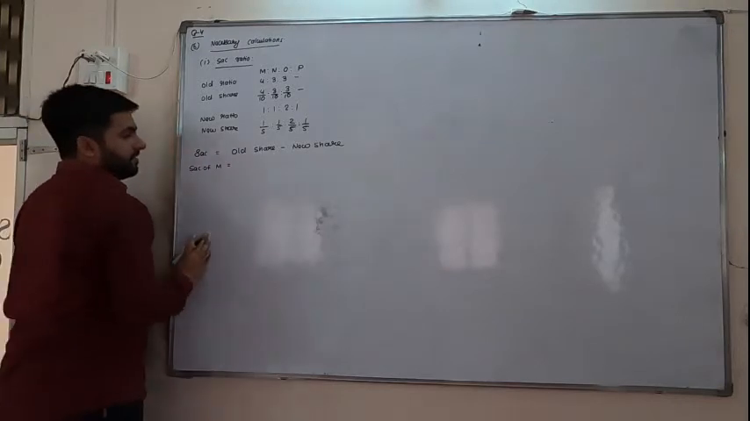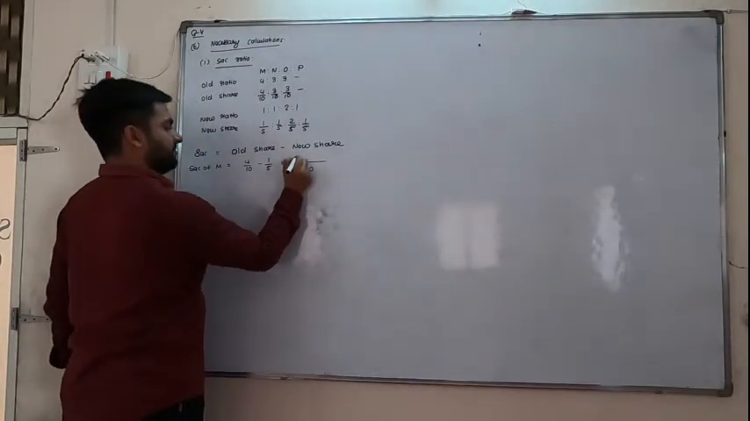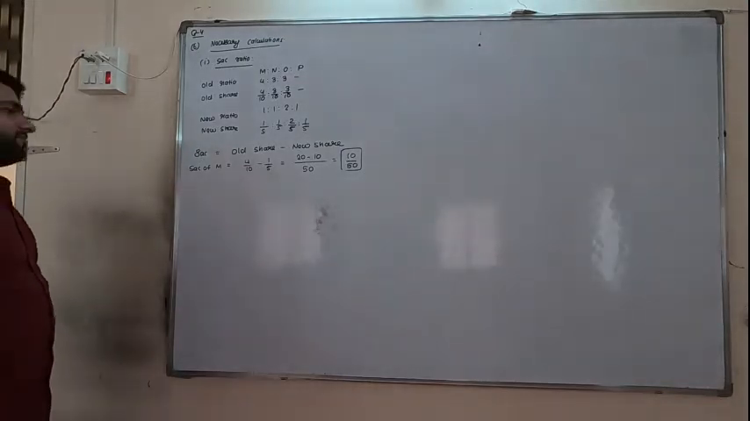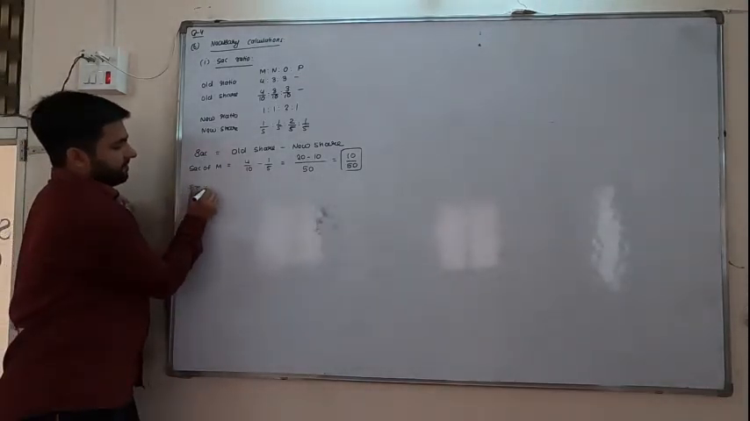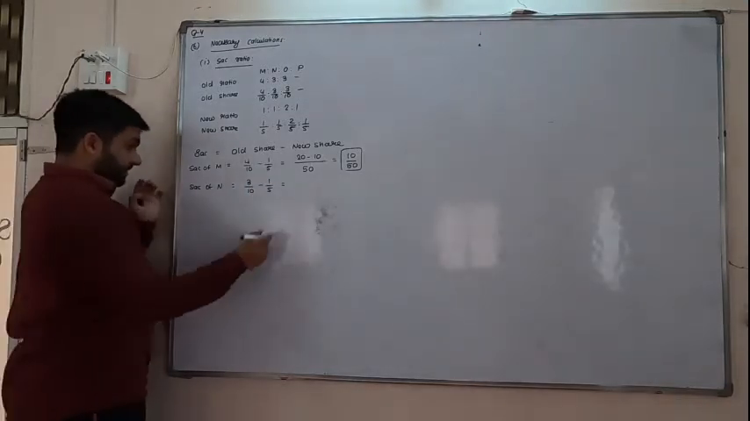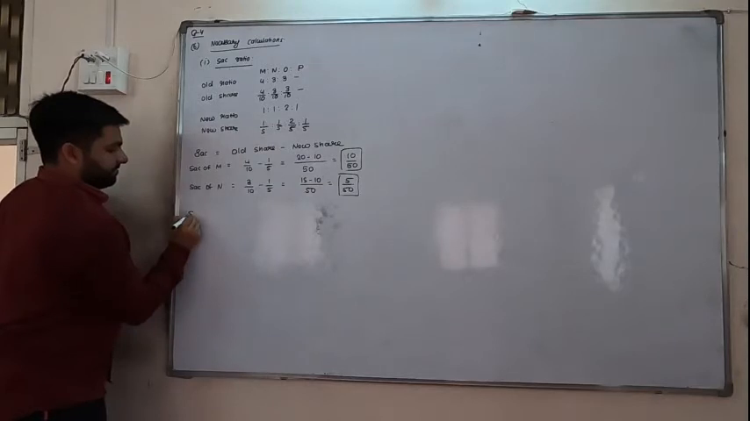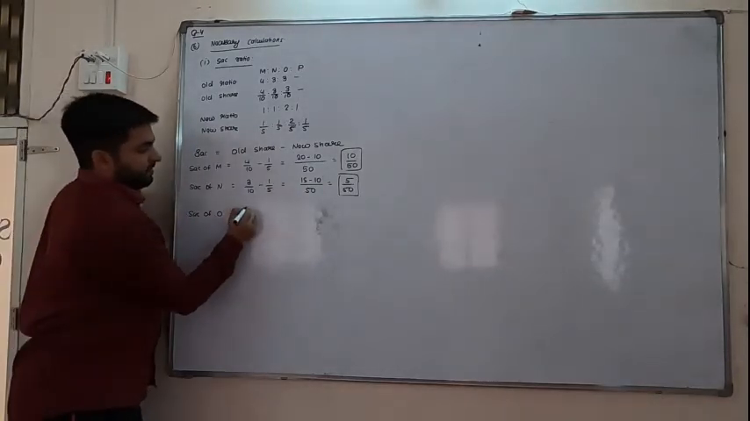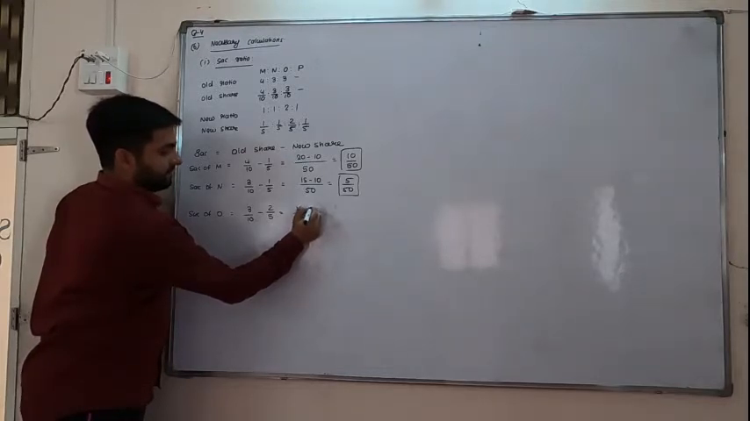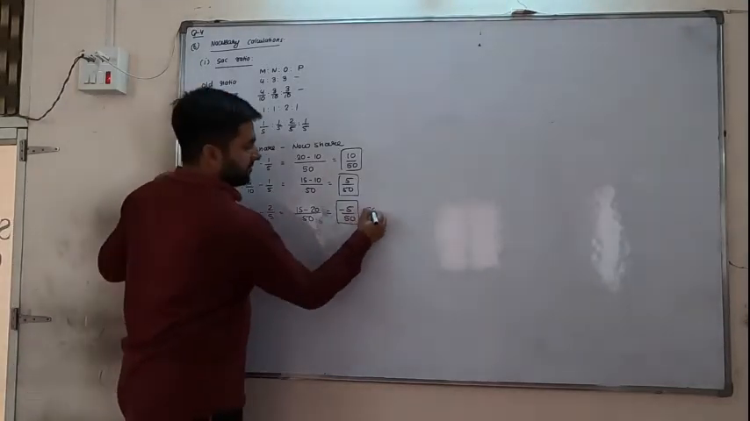Sacrifice of M. M's old share is 4/10, M's new share is 1/5. 5 tens are 50, 5 fours are 20, 10 ones are 10. So 10/50. Sacrifice of N. Old share 3/10, new share 1/5. 5 tens are 50, 5 threes are 15, 10 ones are 10. 5/50. Sacrifice of O. 3/10 minus 2/5. 5 tens are 50, 5 threes are 15, 10 twos are 20. So again one more partner is having minus, so this will be a gain.